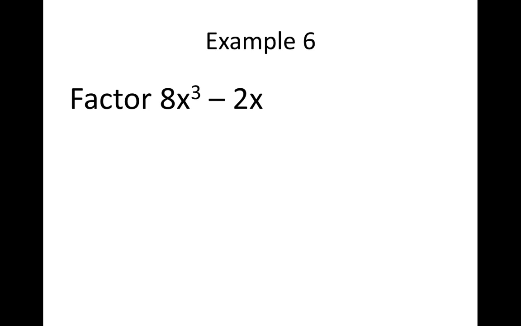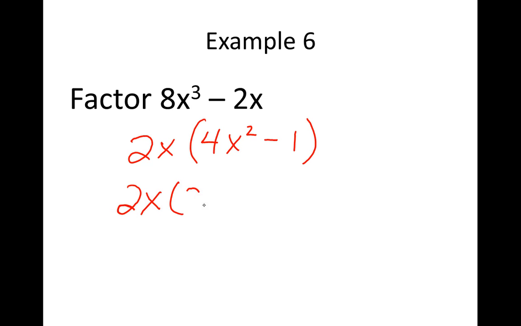8x cubed minus 2x. Another one where you need to pull out a common factor. Give yourself a second to think about that. Pick 2x, I hope. So 2x, and what am I left with? 4x squared minus 1. Then always look here to see if you can factor that. We can. It's going to be 2x minus 1, 2x plus 1.